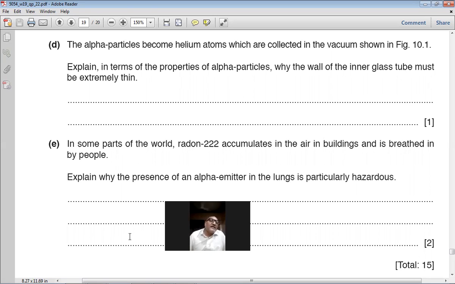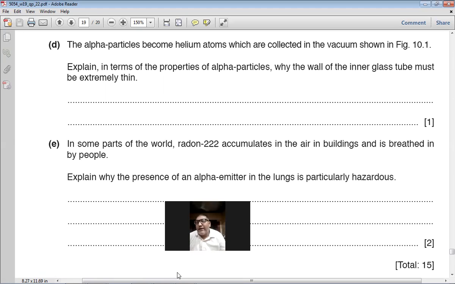The alpha particles' ionizing ability is very strong. When they travel, they ionize the atoms which come in their path. That is the dangerous thing. So when this is happening inside your body, they are ionizing the atoms in your body that cause mutation. And your cells will be mutated, and that can lead to tumor and cancer. So that's the hazard with it.